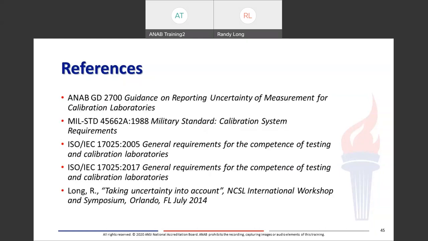There's a number of references at the back here. ANAB has a good guidance document on reporting uncertainty and measurement. Got the old mill standard here, 17025, and a paper I did several years ago.